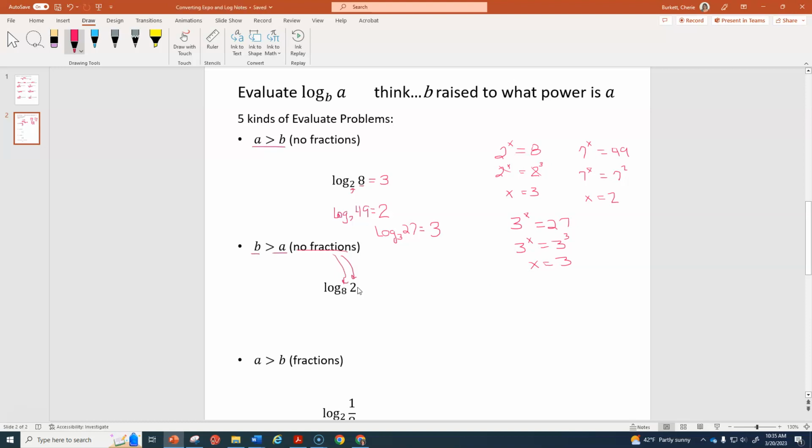So remember, this means 8 raised to what power is going to equal 2. Do a change of base. I can rewrite that 8. I know that 8 is 2 to the third power. And that's still being raised to the x, and that's equal to 2. Well, my exponent rules say that a power raised to a power, I just multiply those.